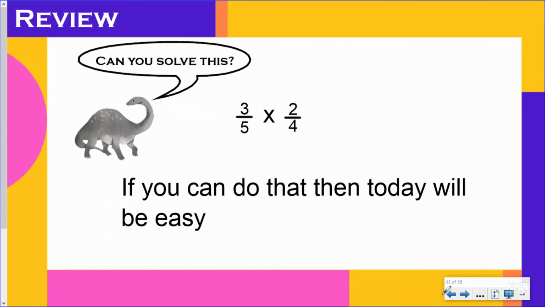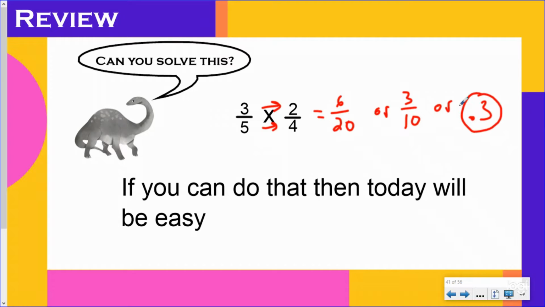So if you can do that last problem, and as our dinosaur friend says, can you solve this? If you can solve this, then today will be very, very easy. 3/5 times 2/4, you simply multiply across and you get 6/20. When you simplify that, you get 3/10. And if you want to be really fancy, you could write that answer as a decimal, but all of these are equivalent. We're going to combine those two skills into one awesome skill today.